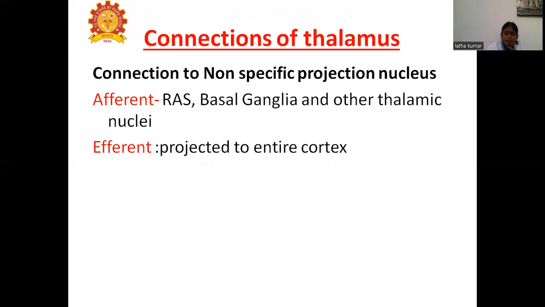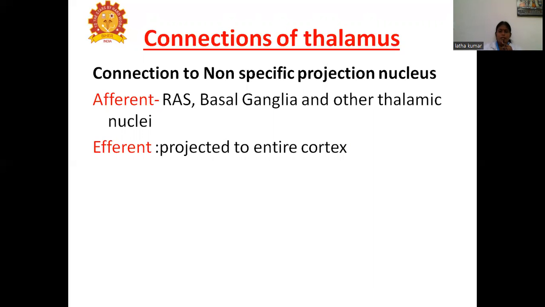Next, we will move on to the connections of the thalamus. The afferent and efferent connections of the various thalamic nuclei, based on their functional classification, are connections to non-specific projection nuclei and connections to specific projection nuclei. First, we will discuss the connections to non-specific projection nuclei.